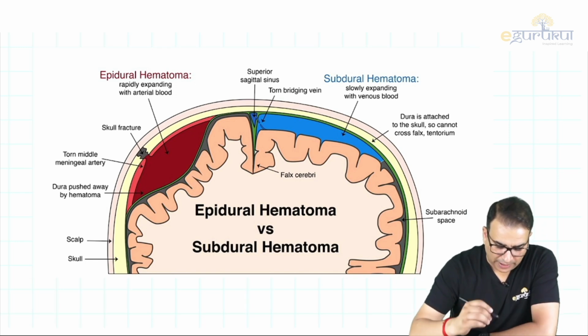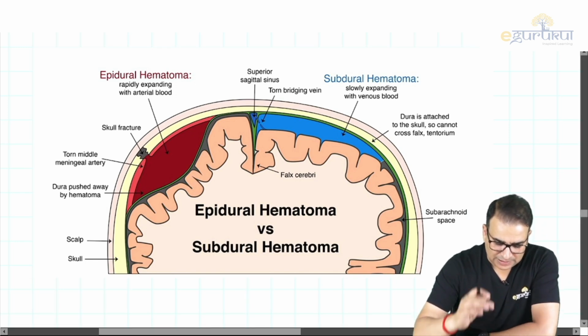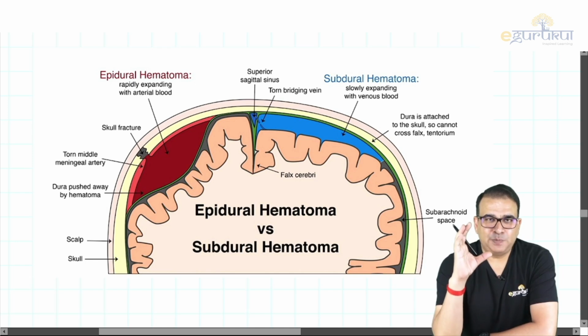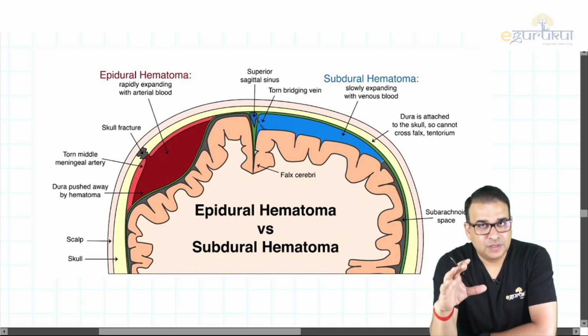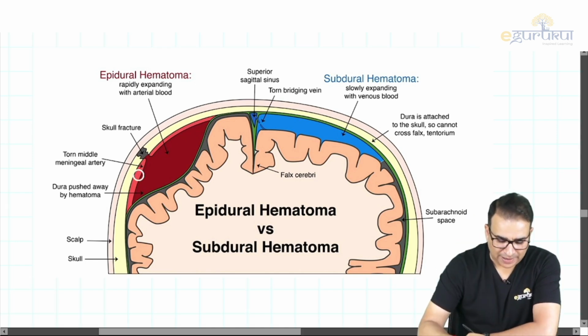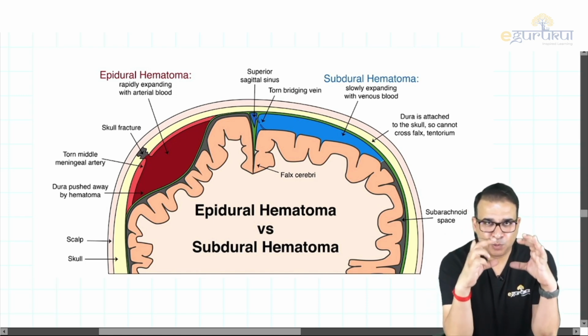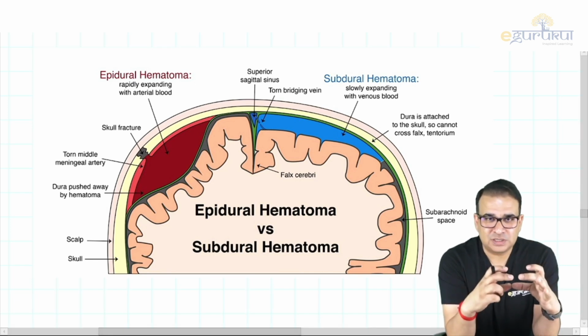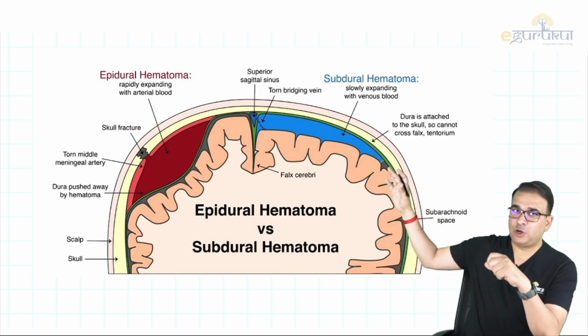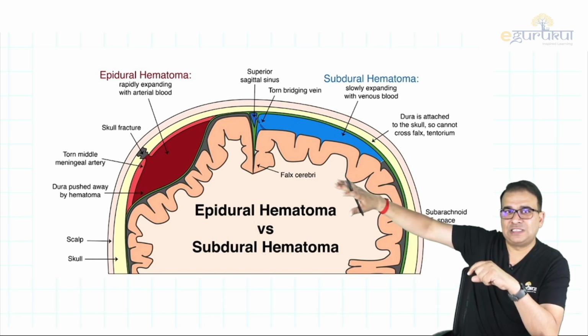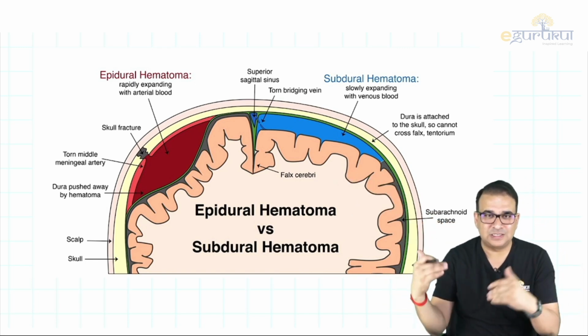Okay, so epidural hematoma is basically limited by the sutures. That's why when you see this convex shape of epidural hematoma, it is smaller in size because it is limited by the sutures. But that is not the case with subdural hematoma. It is more crescentic in shape, and it is more expanding because it is deep to the dura mater.